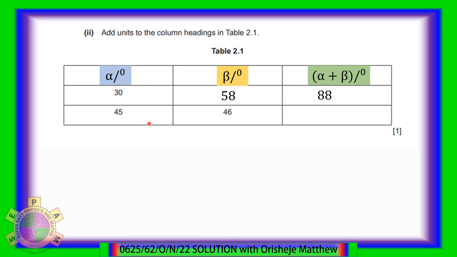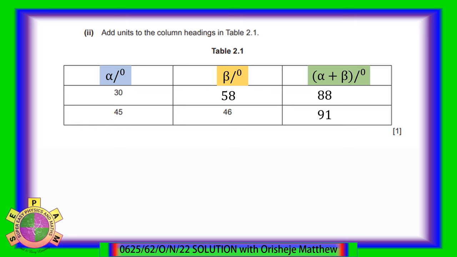Then a student repeated the same experiment using angle of incident of 45 degrees, and you add that together. So do that. That is 91. Now take note. Another question you might be asked in this exam is, what is the possible angle of incident you can take? When you are carrying out this experiment, the angle of incident can only lie between 0 and 90 degrees. It cannot be higher than that.